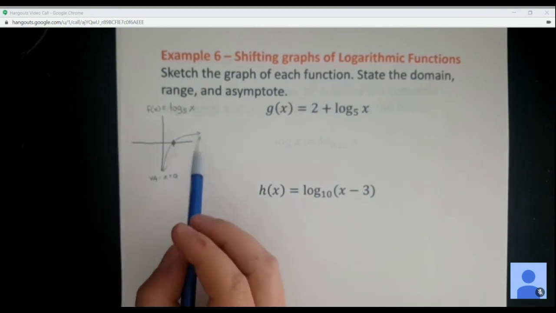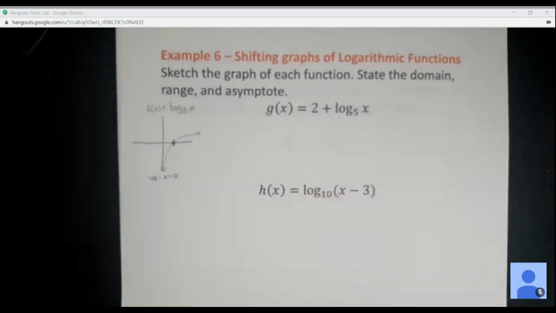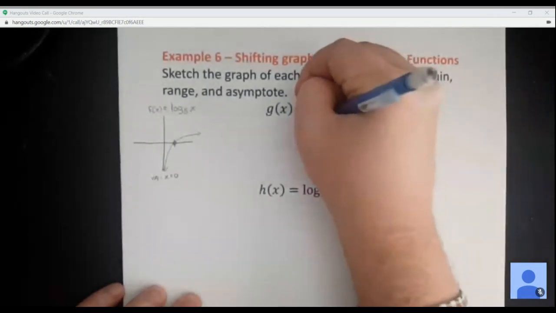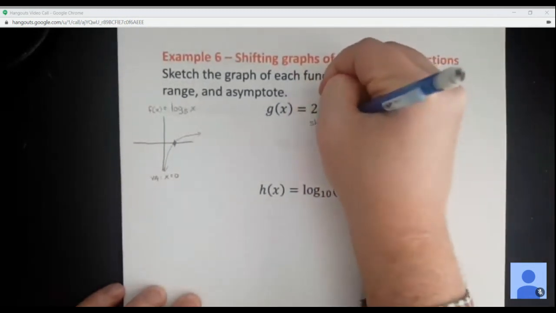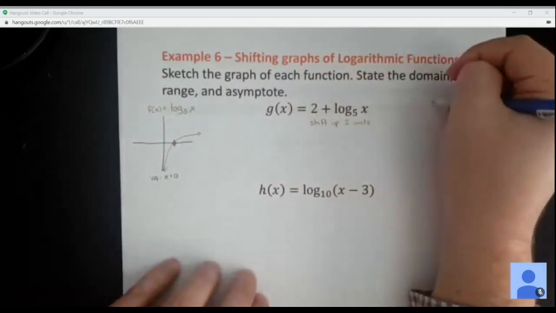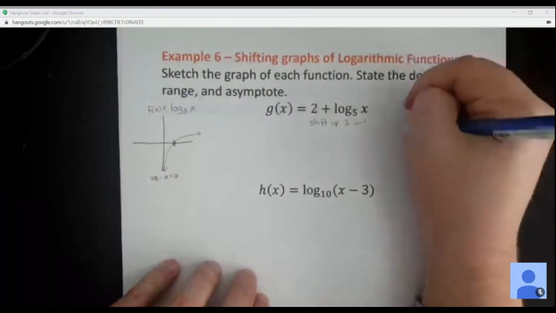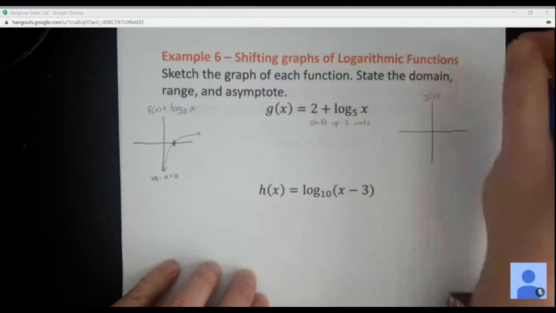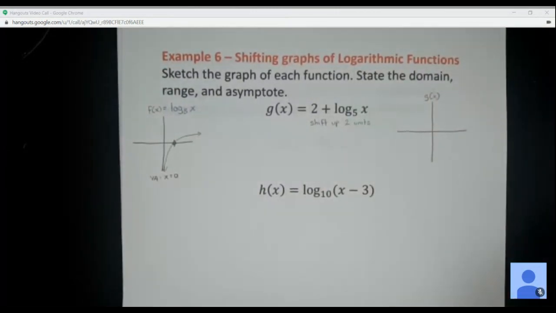Now, once we have the parent function, now let's think about our transformation over here. So what type of transformation are we going to have this time? Good. So this 2, it's a positive 2. This is going to shift up 2 units. Now let's think about the parent function and shifting it up 2 units. Right, so if I do that, what can we put on the new graph?